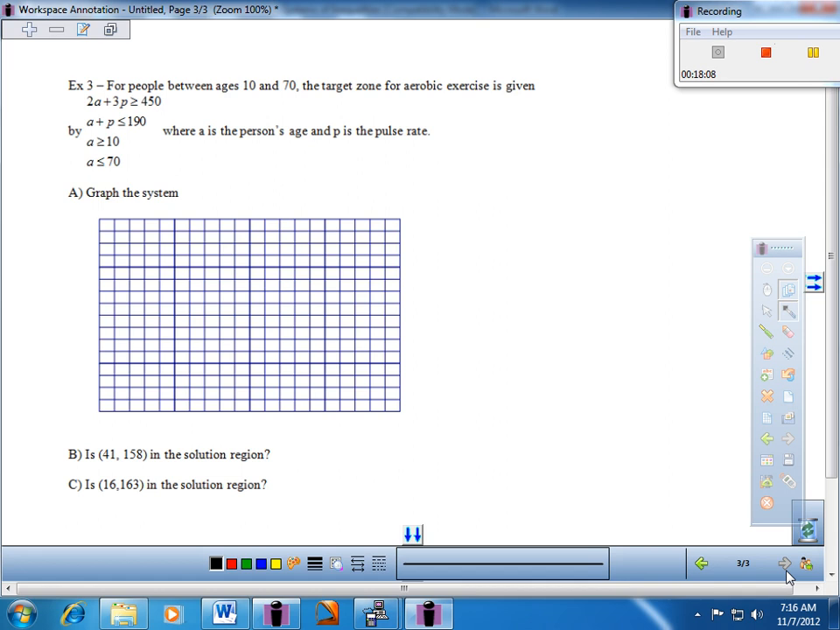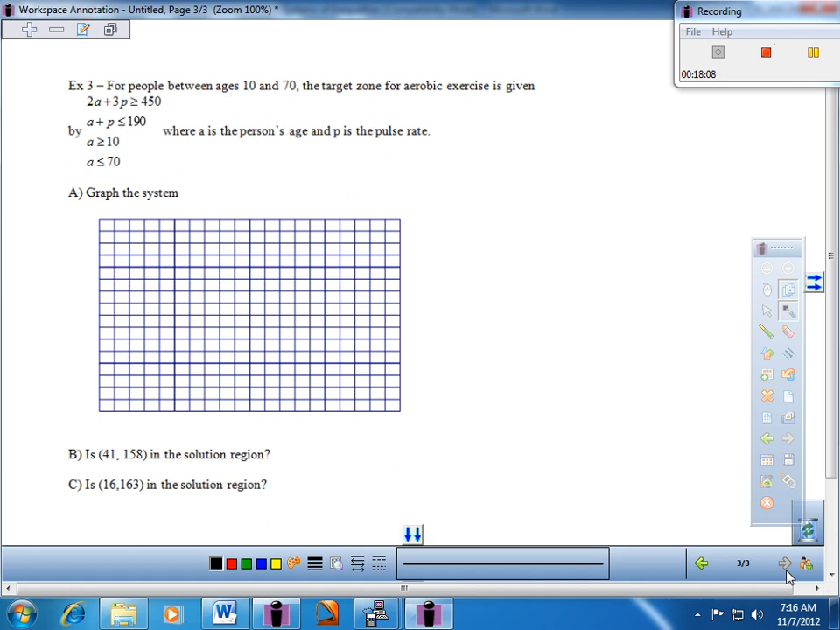So it says, for people between ages 10 and 70, the target zone for aerobic exercise is given by a system of 4 inequalities there. A is the person's age, and P is the pulse rate. So basically, there's going to be this target zone for people between ages 10 and 70 to get their pulse rate. Obviously, you need to get the pulse rate. There's probably a minimum for a pulse rate there, so you're getting some type of cardio work. And there's probably a maximum also for the pulse rate, just because you obviously don't want your pulse rate to get too high. And so let's see what that would look like on the coordinate plane, everyone.